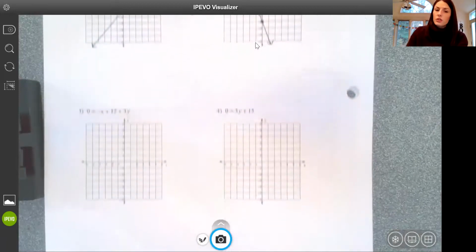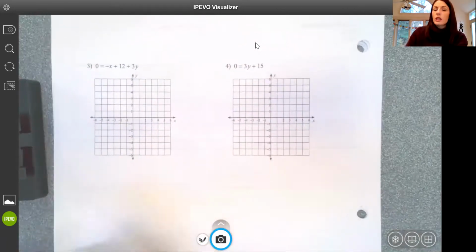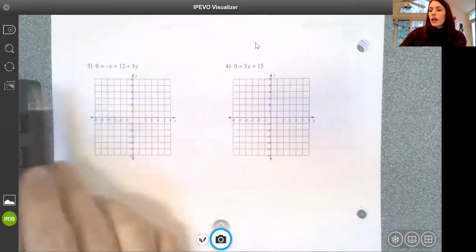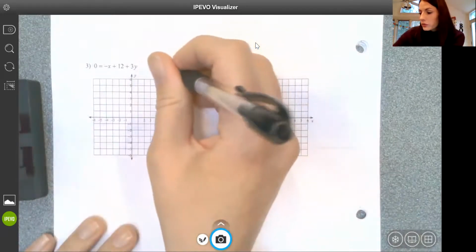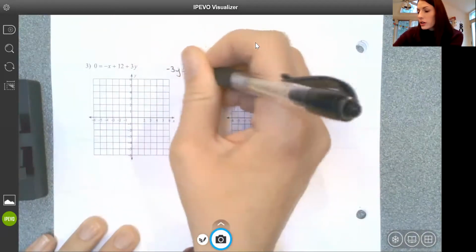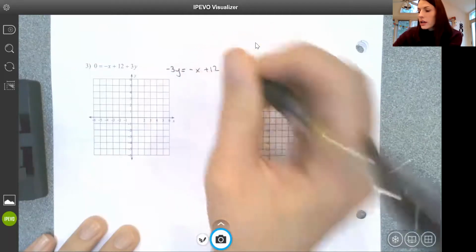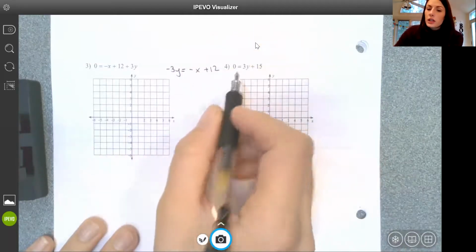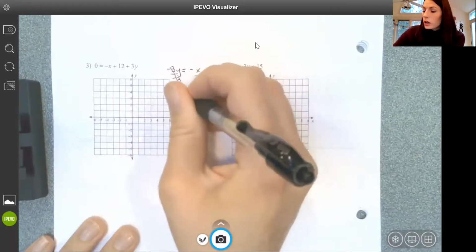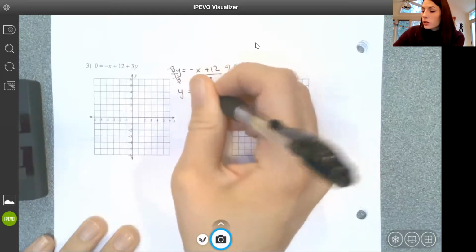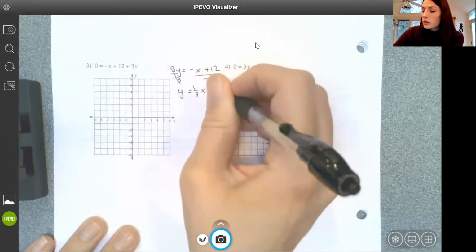Then moving on to the two graphs at the bottom. What would be something I could do to get started on rewriting my equation on 3? There's a few different ways I could go about it. Sure, instead of moving x and 12 away from y, I could just subtract 3y. So now 3y is over on the left-hand side. And then I just need to divide everything by -3. And y would equal +1/3 x minus 4.